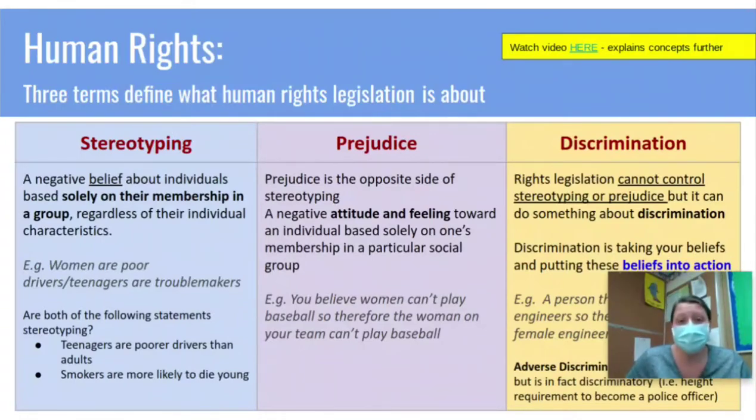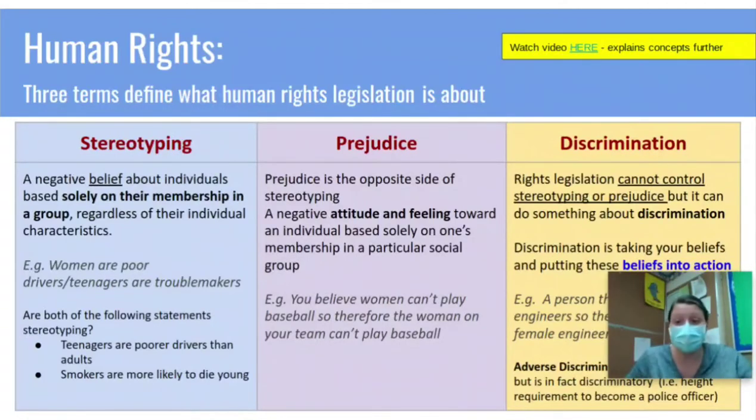So the first one is a stereotype or stereotyping. A stereotype is a negative belief about an individual based solely on their membership with a group. So a stereotype is a belief. It's something that's in an individual's head, and it's based off of a group they are in.